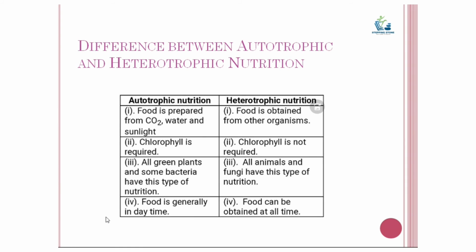Autotrophic nutrition is performed by some bacteria and all green plants, whereas heterotrophic nutrition is performed by all animals and some fungi. And in autotrophic nutrition, food is generally prepared in daytime, right? You have learnt about photosynthesis in your lower classes. In heterotrophic nutrition, food can be obtained at all times. You can pause the video and note down the differences.